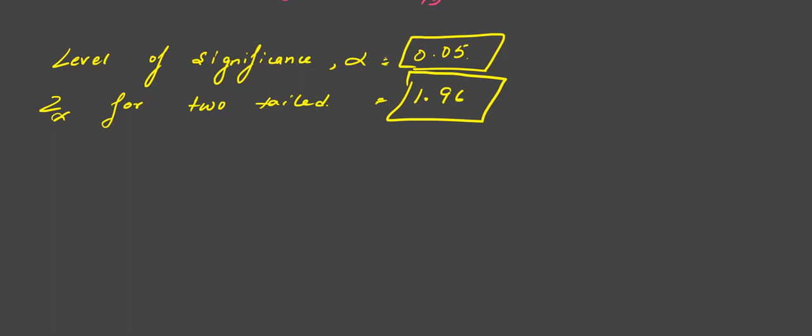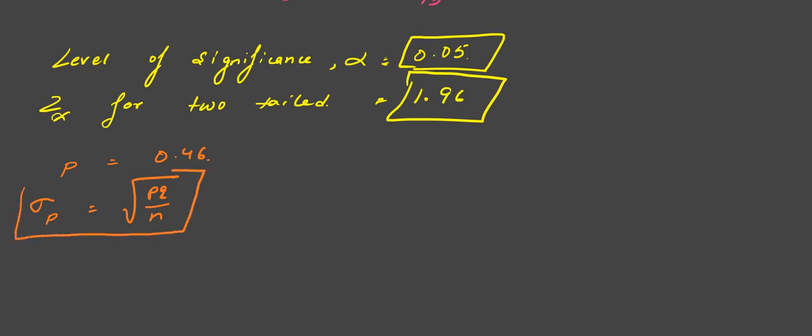Now what we need to find is the standard error of proportion. We have found the proportion p, which was 0.46. Now we need to find the standard error of proportion, noted as sigma p, and the formula for this is pq by n. You just need to remember a few formulas to proceed with this type of sums, and this is one of them: standard error of proportion, sigma p, equals root over pq by n.